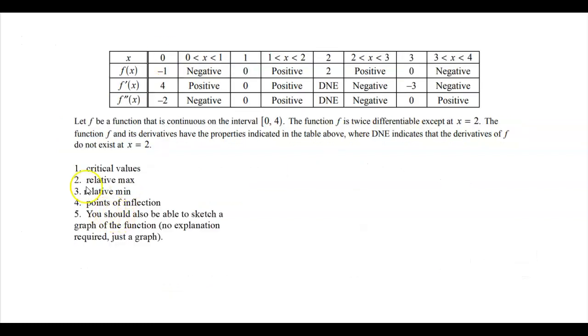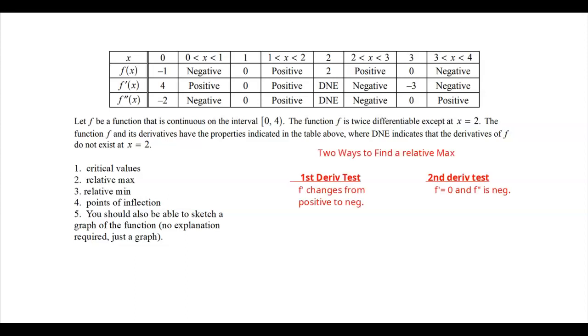All right, let's go ahead and take a look at number 2. We want to find a relative max. Now there's two ways to find a relative max. One is with the first derivative test. The other is with the second derivative test. So let's talk about those really quick here.